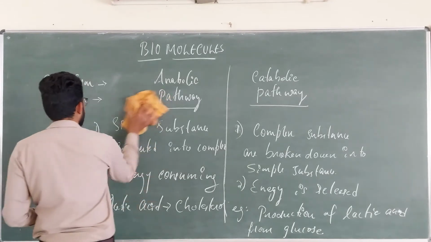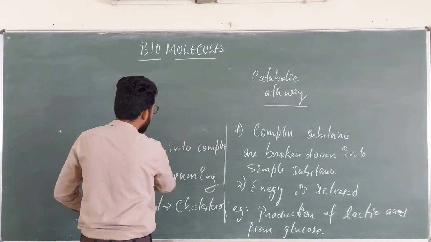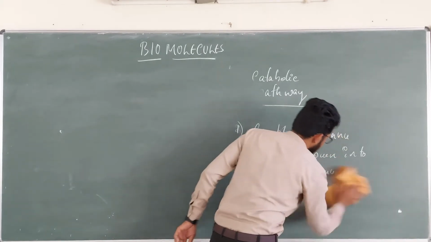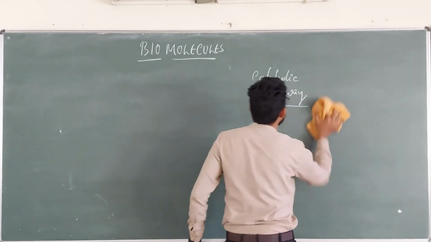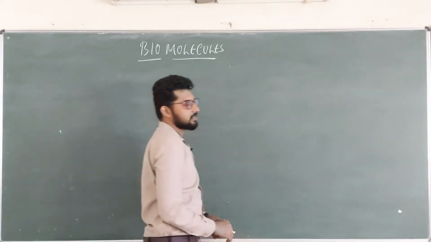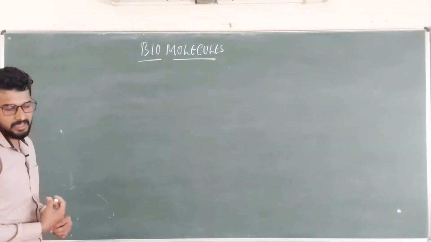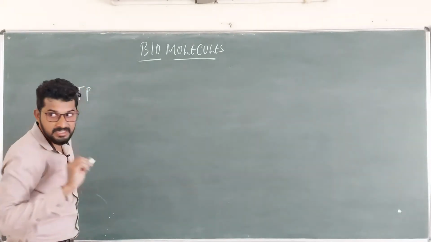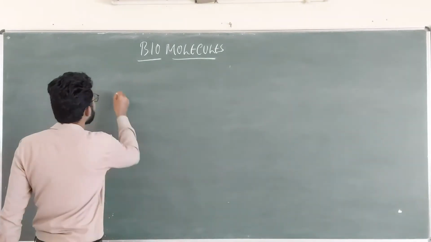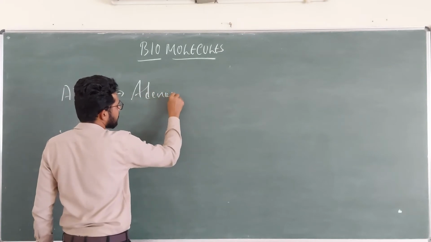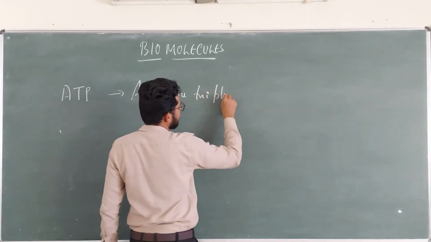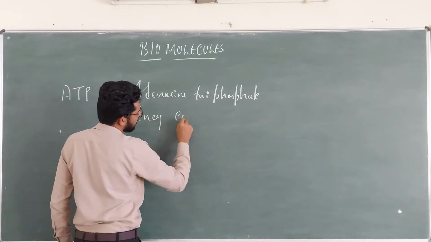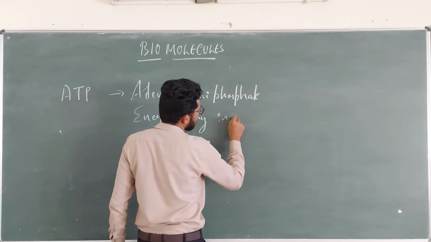In our human body, whenever we require energy, the complex molecule undergoes a process of breaking down so that we obtain energy, because the reaction which is happening releases energy that will be utilized by the body. As you know, there is something called ATP, adenosine triphosphate, which is the energy currency in our body.